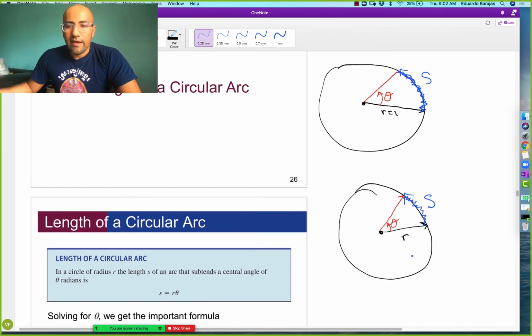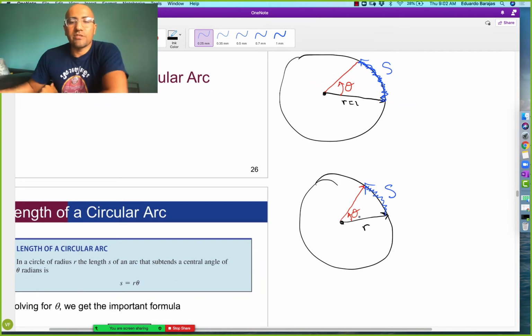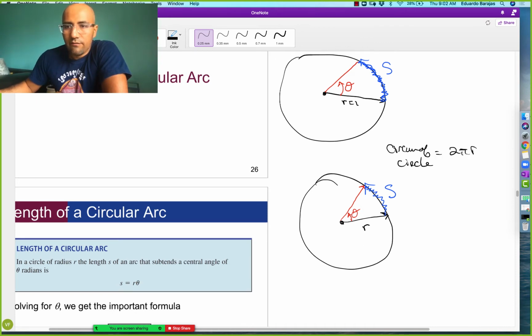So the way we define it is to think about it as a percentage of the whole thing. I hope that makes sense. Okay, so the entire circumference around the whole thing. Remember the formula for the circumference of the circle. Circumference of a circle is equal to 2 pi r. Right? That's the formula for the whole thing. Okay. So what we want to say is that whatever percentage this is, it's going to be the same percentage of the entire thing.